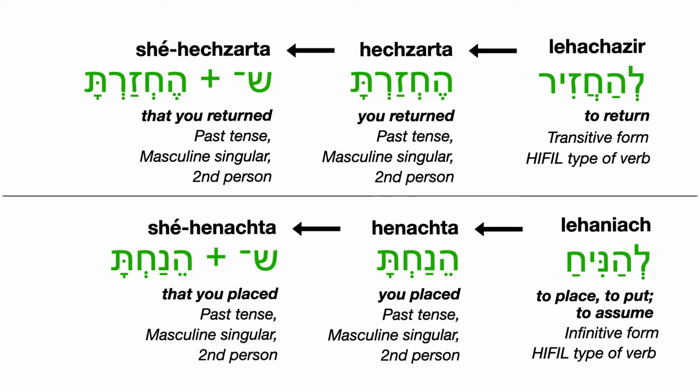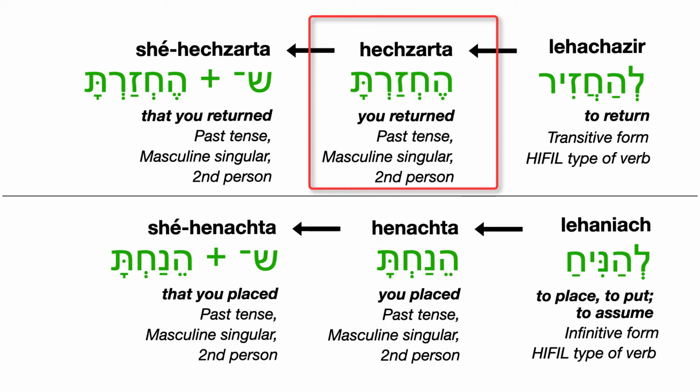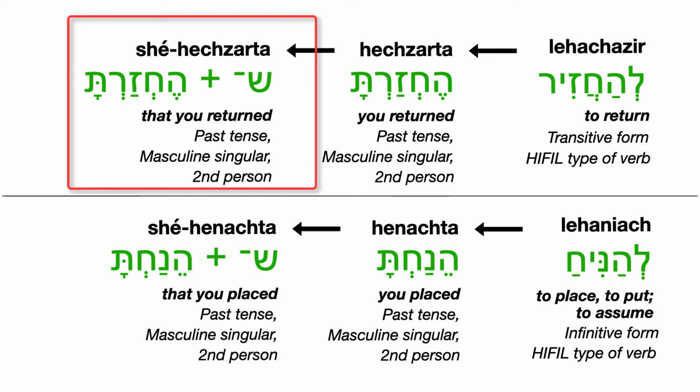Now let's look at a more sophisticated way of using verbs. In this example, we have lehachazir, a hif'il type of verb, which means to return. And the past tense of lehachazir, which is you returned for second person masculine singular, is hechzarta. Remember, ata is you, referring to a masculine. So when we say this in the past tense, you say hechzarta, evoking ata. Okay, hechzarta, you returned. Now, if we add she, which means that, to hechzarta, shehechzarta, that means that you returned.